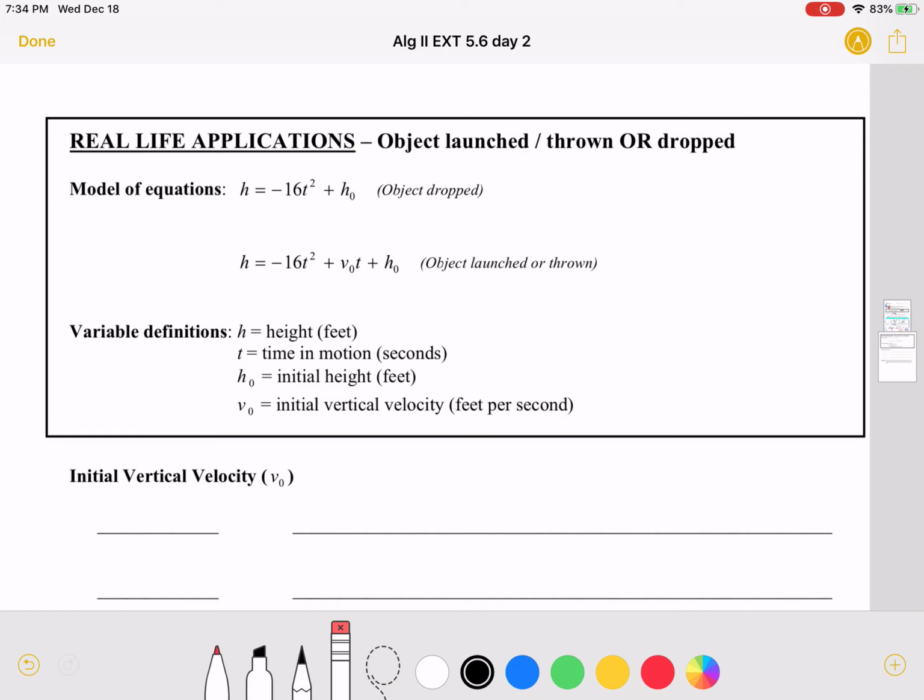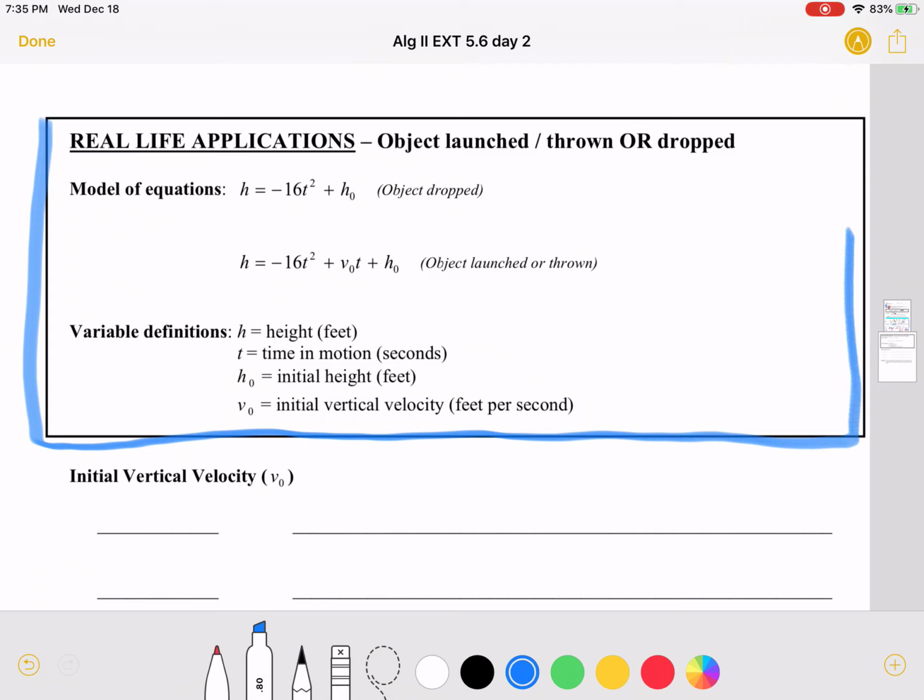Okay, now we are on to word problems with quadratics. These look a lot harder than they actually are. So for most of these, we will be given an equation.